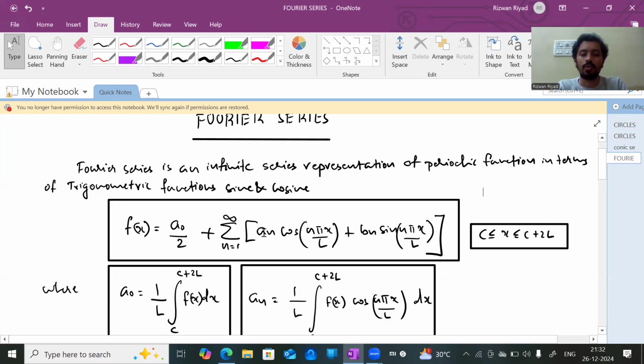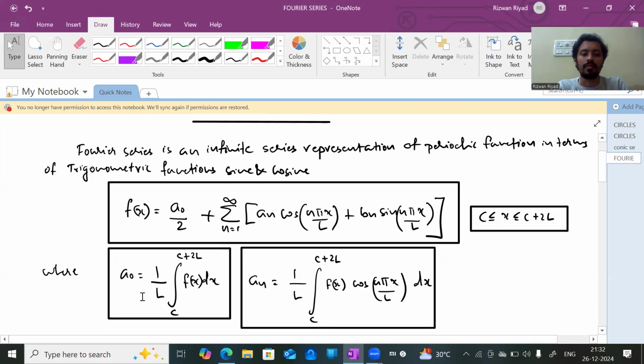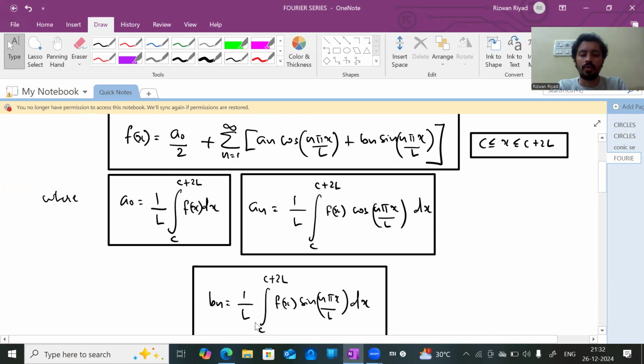And what about this a0, an, bn? These are given here. A0 equal to 1 by L integral c to c plus 2L f of x dx. An equal to 1 by L integral c to c plus 2L f of x cos n pi x by L dx. And bn is equal to 1 by L integral c to c plus 2L f of x sin n pi x by L dx. So this is the general form of a Fourier series.